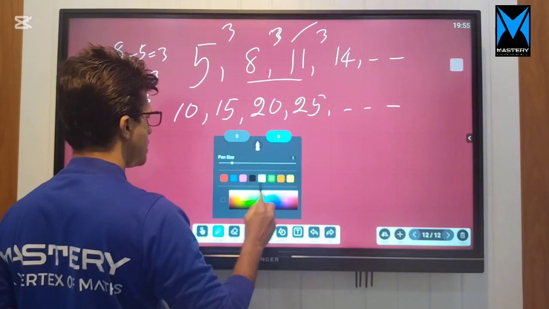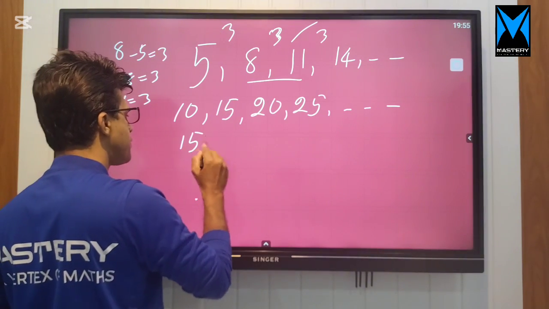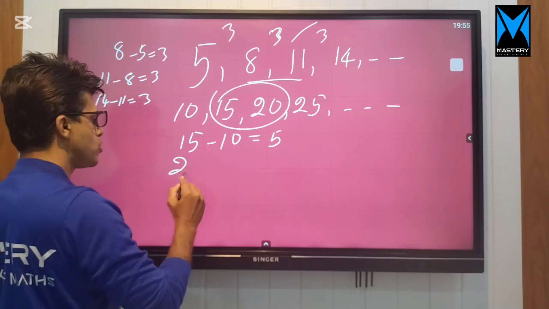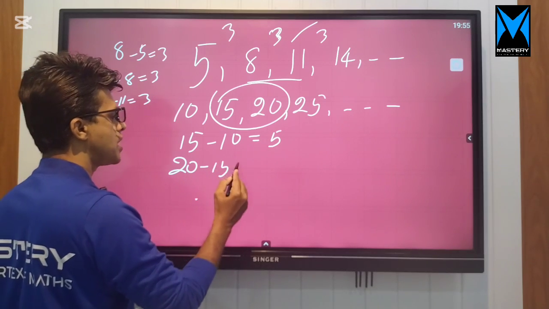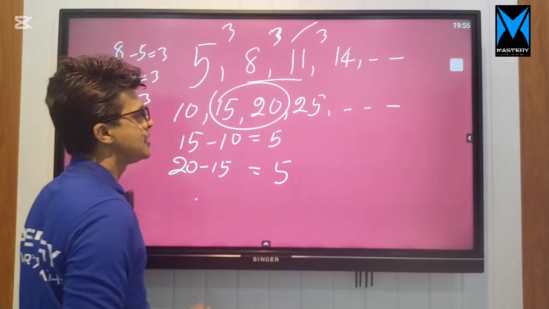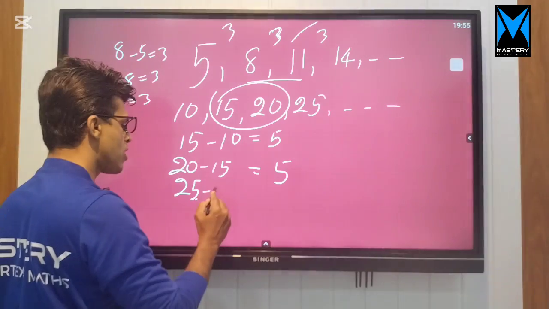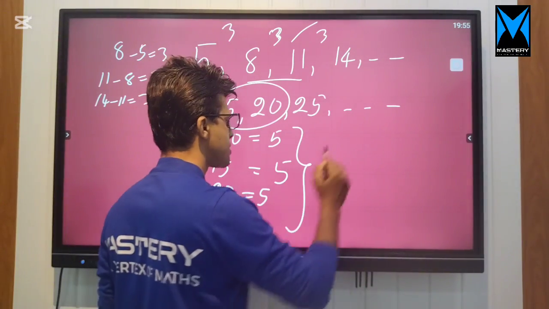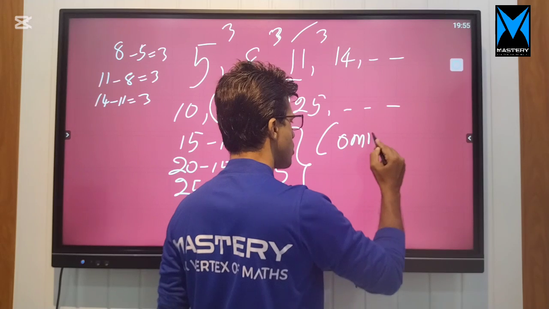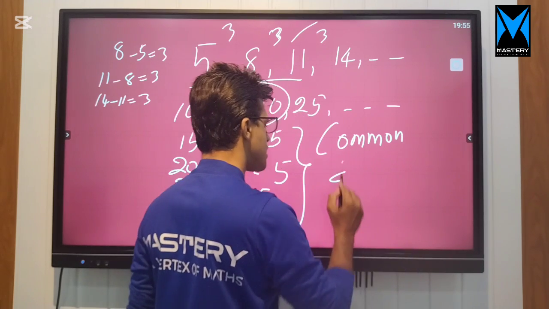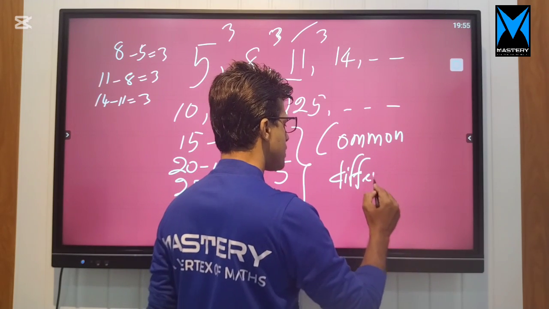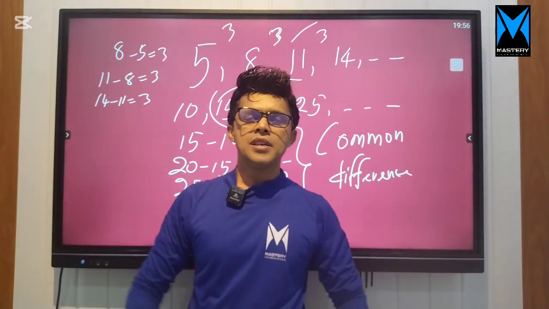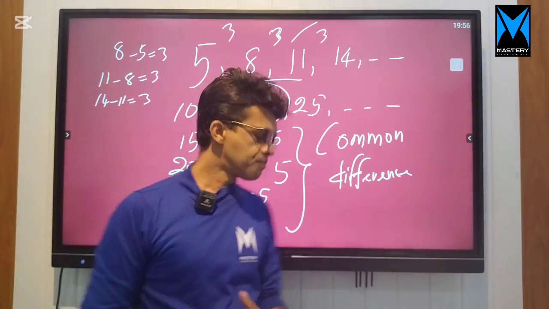So here also, you could see the common difference. 15 minus 10 is 5. Then 20 minus 15 is 5. Then 25 minus 20 is also 5. So if the common difference is equal, the number sequence is an arithmetic progression.